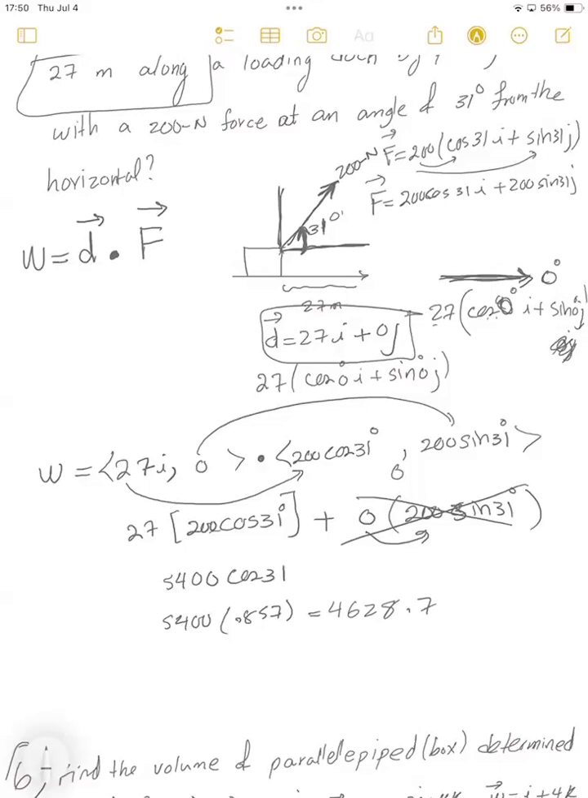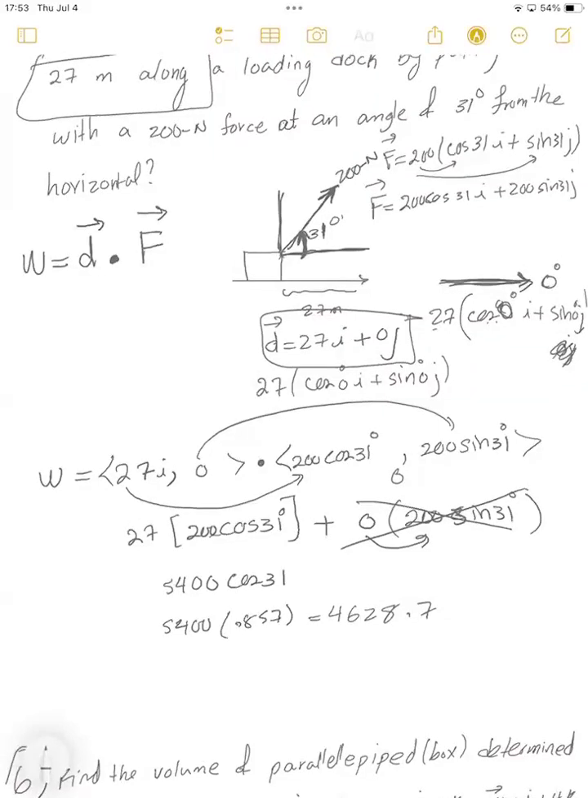I just want to make sure that I have my degree here, cosine of... no, I don't have the angle correct. Let me just make sure this is cosine of... so yeah, this is correct, and this is in joules.